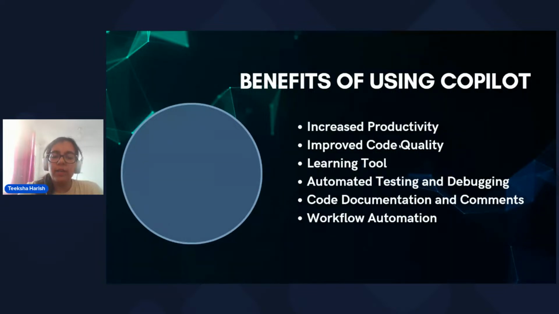Also, it provides us with automated testing and debugging. That is, we can write unit tests using Copilot, which is a very crucial part in development. So that we can test our app in the development phase only, and not lead those errors to the production phase. So it helps us write unit tests, and also the debugging part.